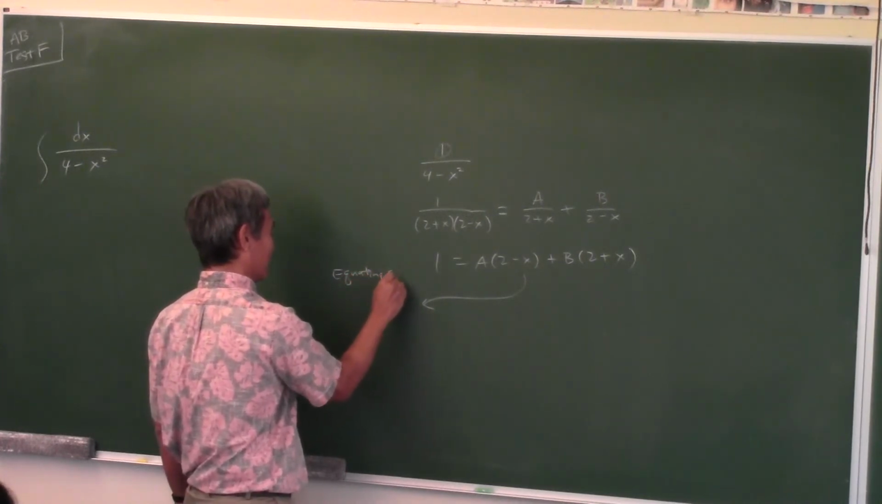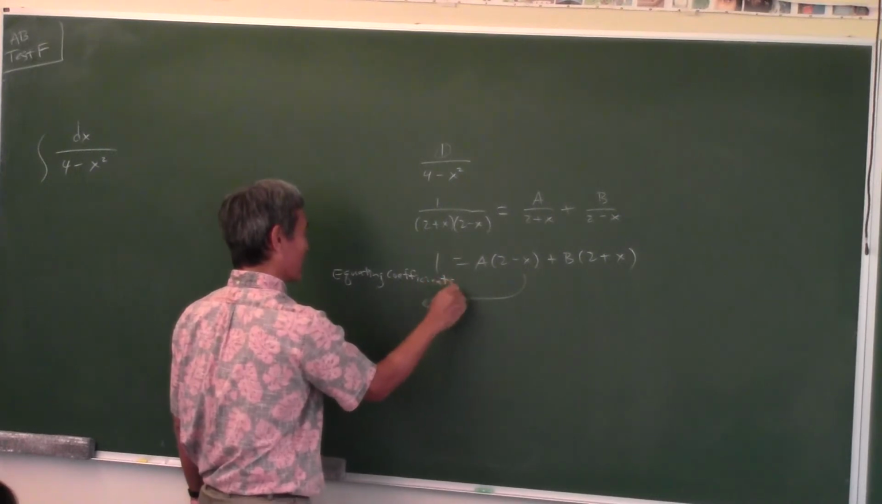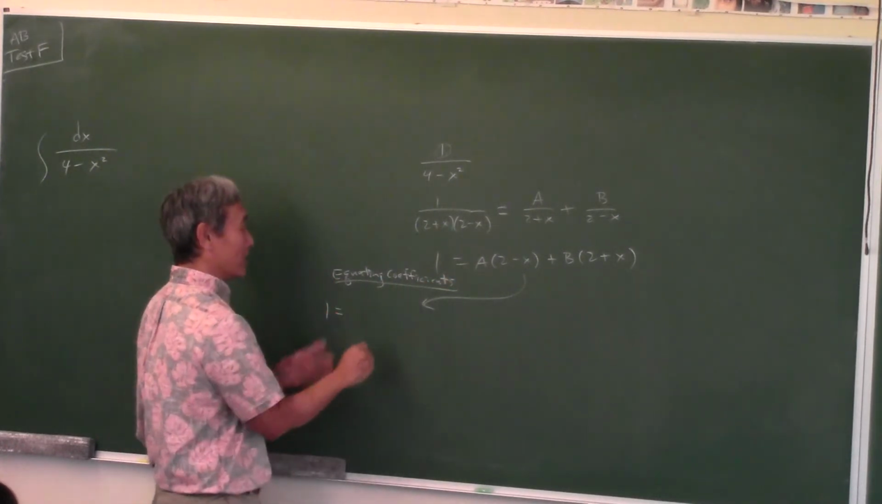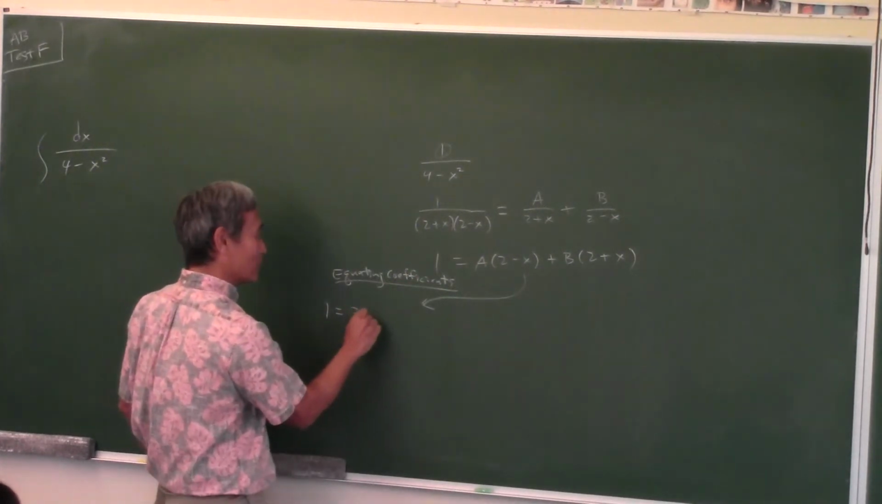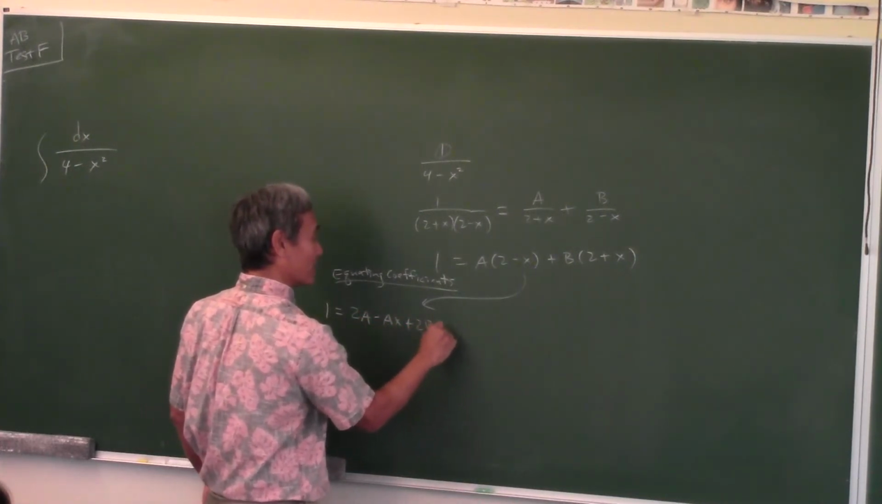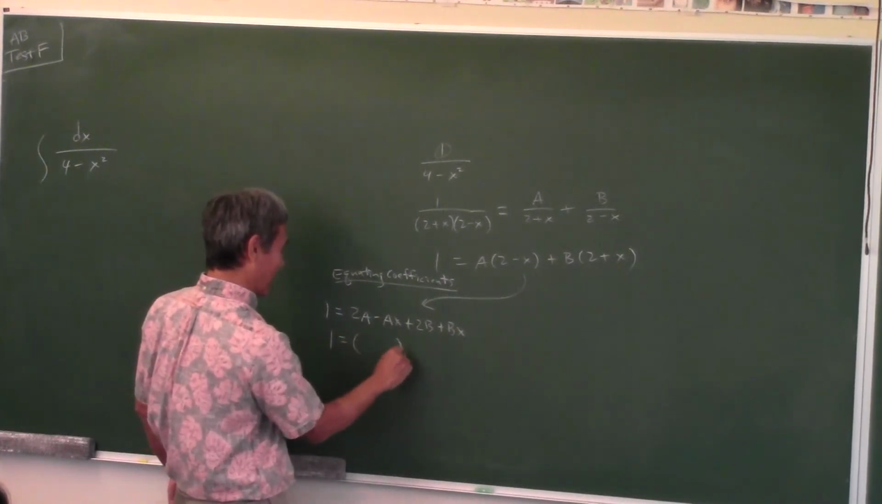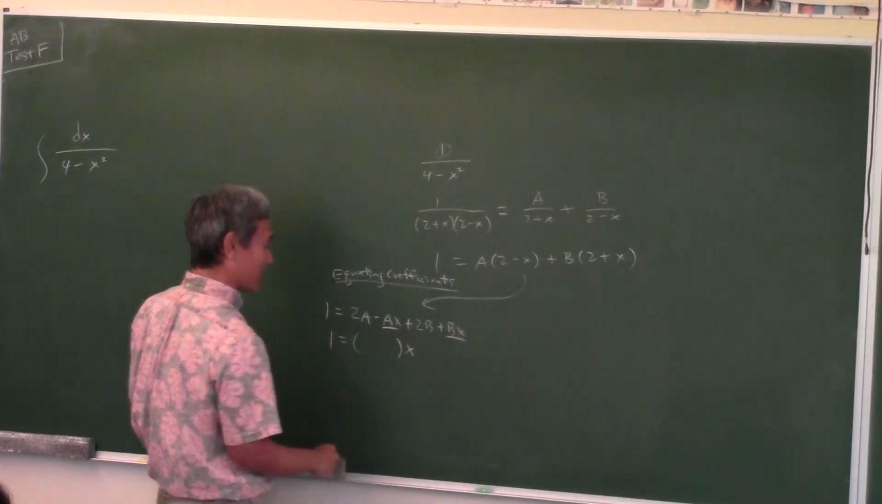Okay, equating coefficients. So what you have to do is multiply it all out: 2A minus Ax plus 2B plus Bx. And then you put it like this: here are the 2 terms with x in them. What's the coefficient?